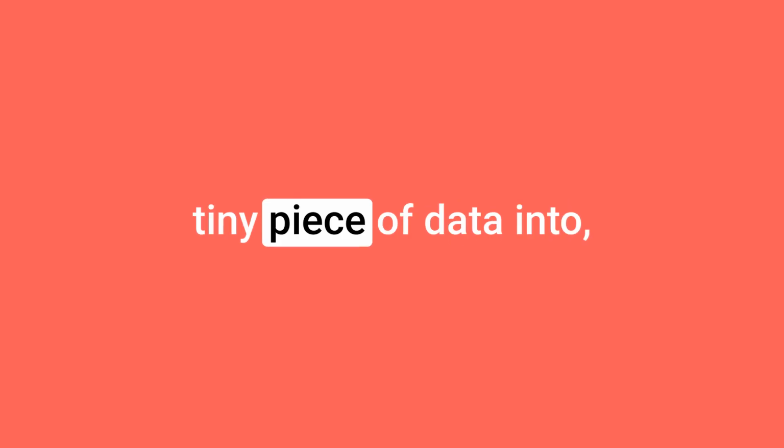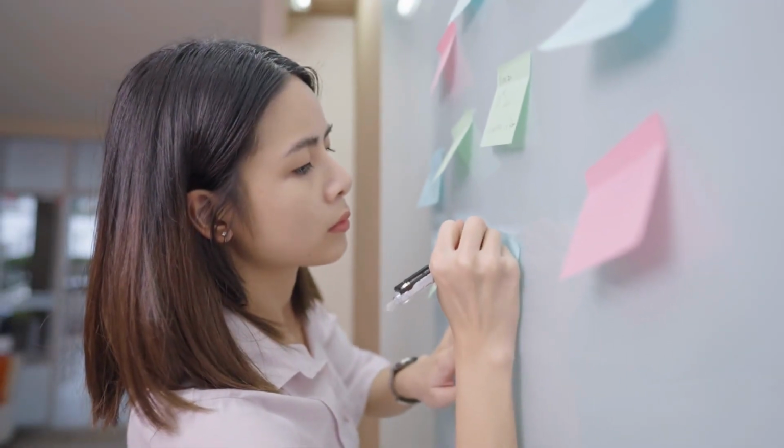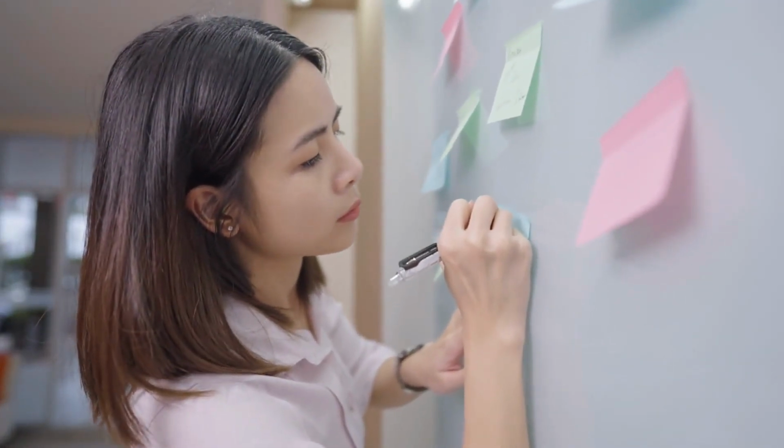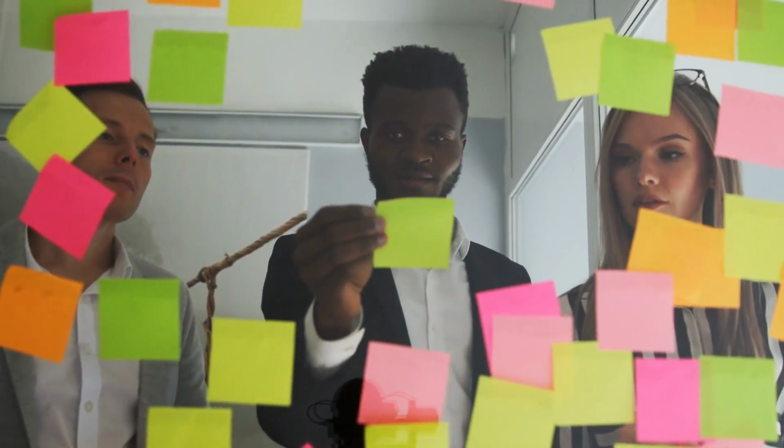How do you do that? You separate every tiny piece of data into a different element. Service designers often like to do that on little sticky notes. They can be digital or on paper. That doesn't matter. Then you take one sticky note after the other. You take the first one and put it somewhere on a big table, a big wall, or a big digital whiteboard. Then you take the second one and you think, does this one belong with this one?